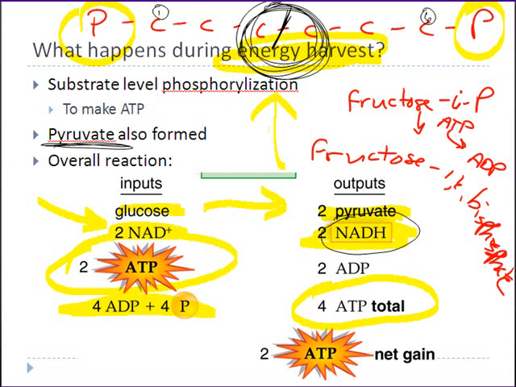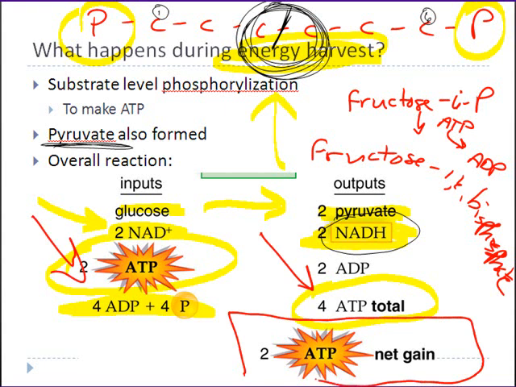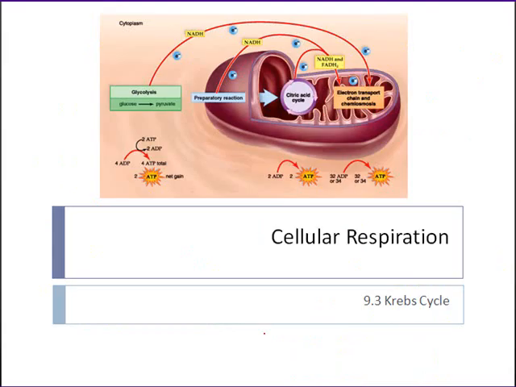So overall, we had to first invest 2 ATP, but we got 4 ATP out during the energy harvest phase. That means the overall gain of energy just by breaking apart the glucose molecule into 2 3-carbon sugars was 2 ATP total. Now, that's glycolysis, the splitting apart of sugar. The whole reason we did that was to get the molecule of sugar into a format that we can then feed into the next step of cellular respiration, which is called the Krebs cycle. I'll see you there when we talk about it.